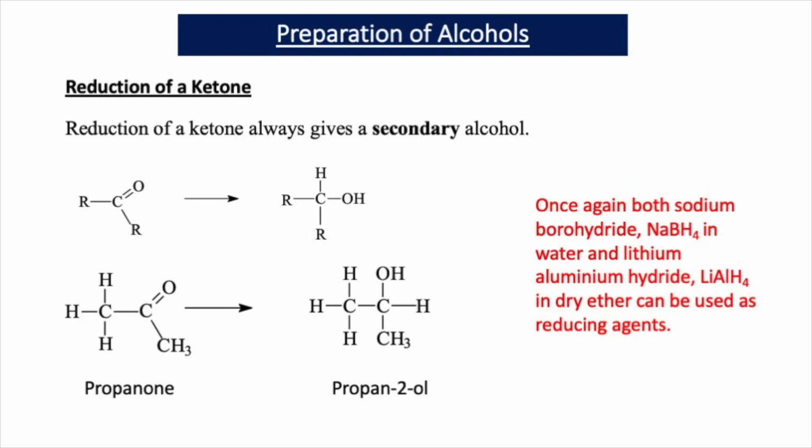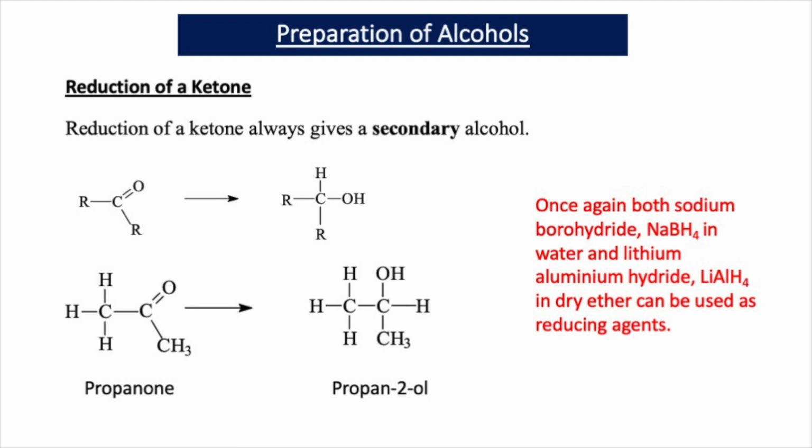Now, if we reduce a ketone with these same reducing agents, sodium borohydride in water or the more powerful lithium aluminium hydride in dry ether, we will end up with a secondary alcohol. And an example here is propanone, which is reduced to propan-2-ol. Now, a ketone contains two R groups, two alkyl groups, and therefore the product of reduction contains two alkyl groups. And that's why a secondary alcohol is formed with a ketone when you reduce it.